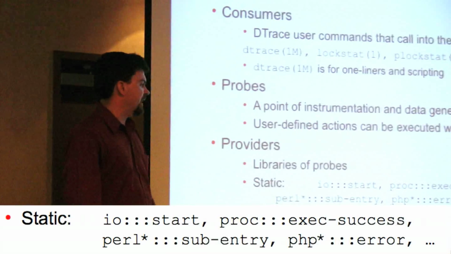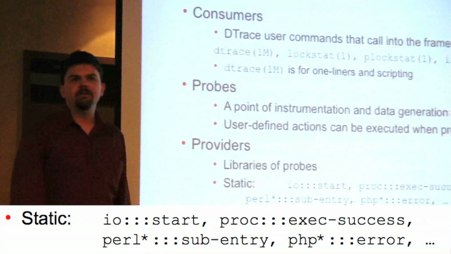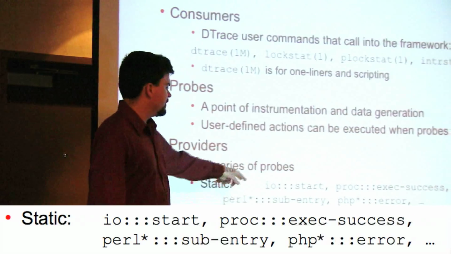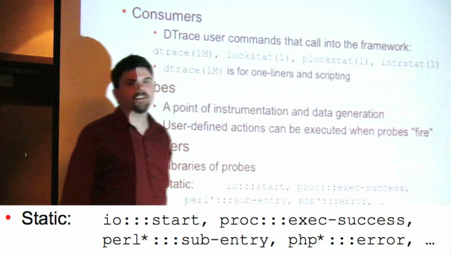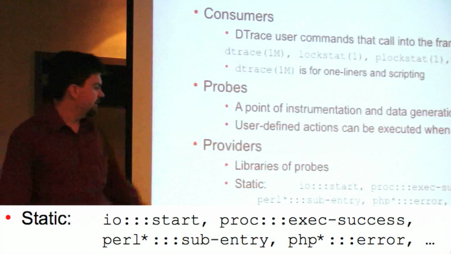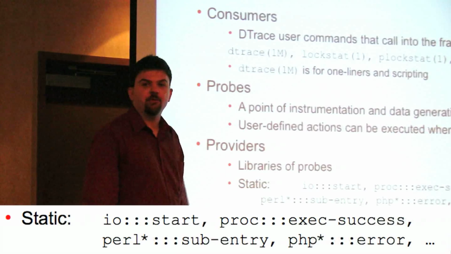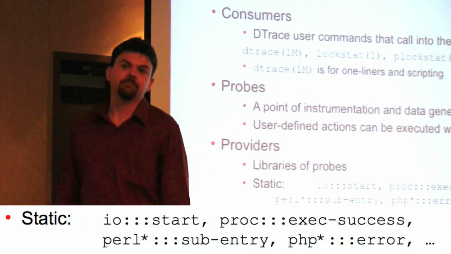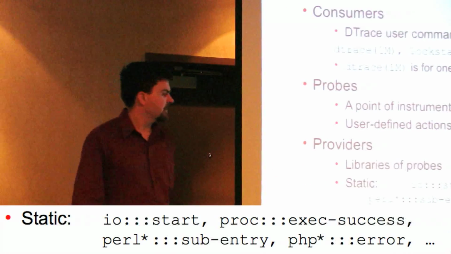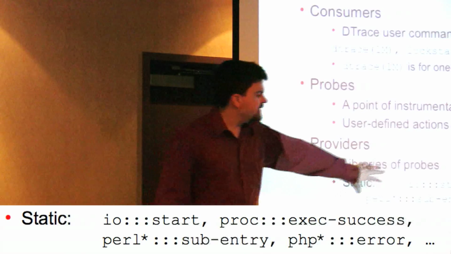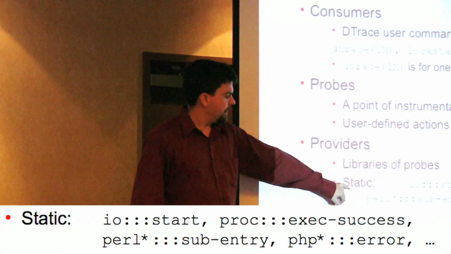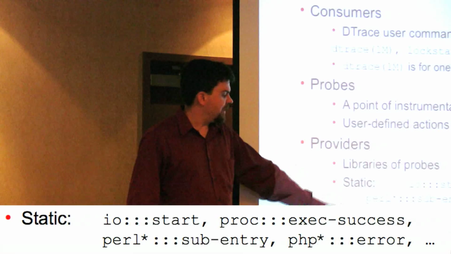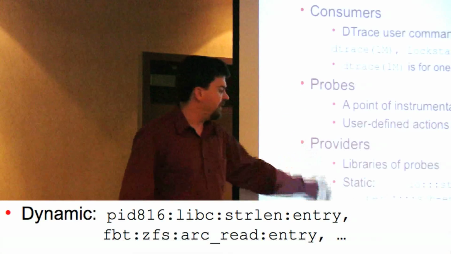Statically generated providers are typically hard-coded into the source. These don't change, they give you a stable interface. So we've got things like IO start for disk IO, proc exec success for when you start a new process. The Perl provider sub-entry for when you start a subroutine in Perl. PHP error for when PHP tosses an error. Interesting probe gives you the details. So these names are stable or static, and you can write scripts based on static providers that will continue to work without adjustments. Dynamic providers are very different.